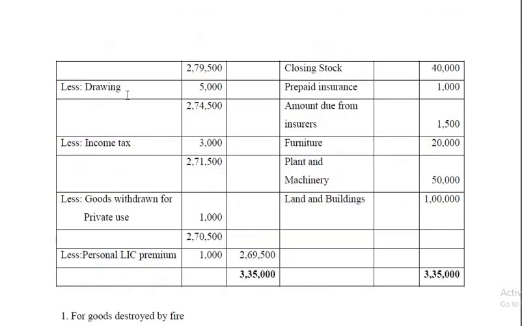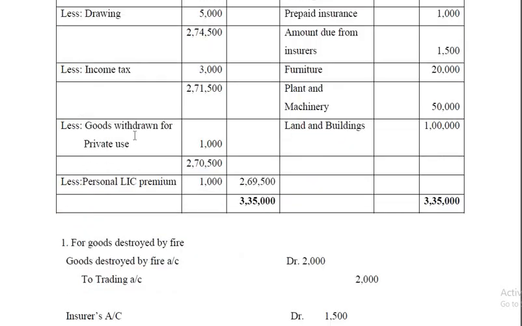So remember, this is given in the trial balance as drawings. Income tax is also a type of drawings because this expense is paid from the business. It is as good as cash withdrawn from the business. Goods withdrawn for private use, that's also a sort of drawings. Instead of drawing cash, it is goods which are withdrawn. And then personal LIC premium, that's 1,000.